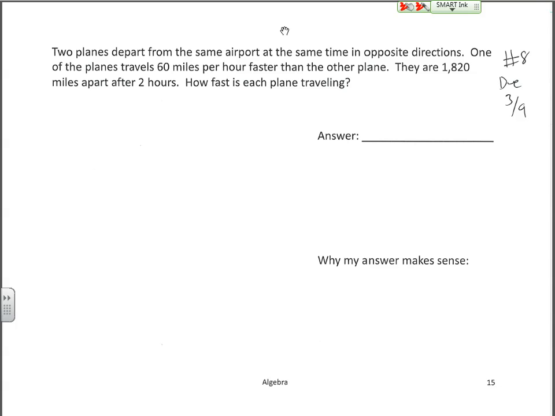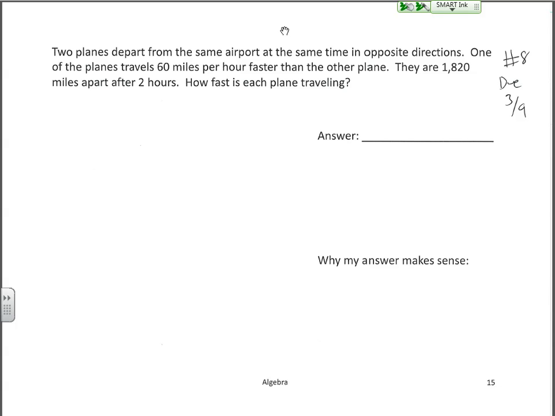So let's begin. We've got two planes that depart from the same airport at the same time going in opposite directions. One of the planes travels 60 miles per hour faster than the other one, and they are 1,820 miles apart after 2 hours. How fast is each plane traveling?